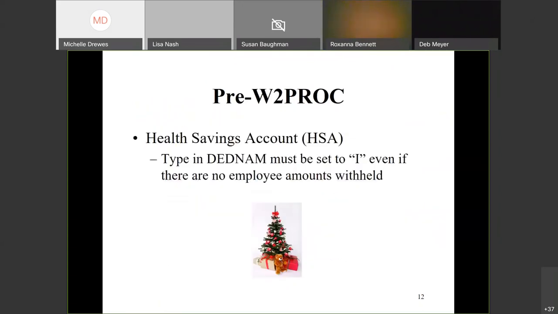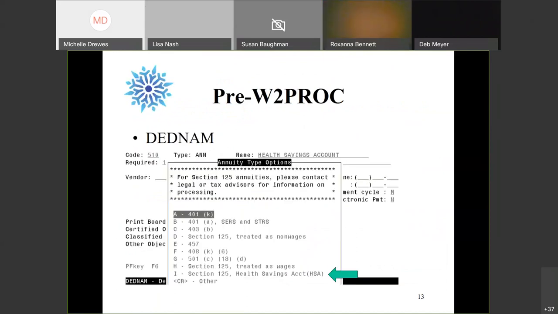For the health savings account, you want to make sure in the name, if a district has started doing this, then make sure they have it set up as an I. Even if there's no employee amounts withheld, you still want to make sure that's an I, because that tells it where it has to go on the W-2. Here's a screenshot. This is what they will make sure that they have when they're in the name. Select Section 125, Health Savings Account, letter I.